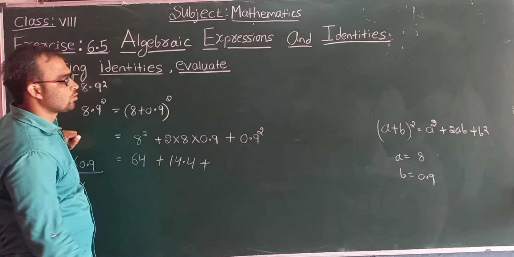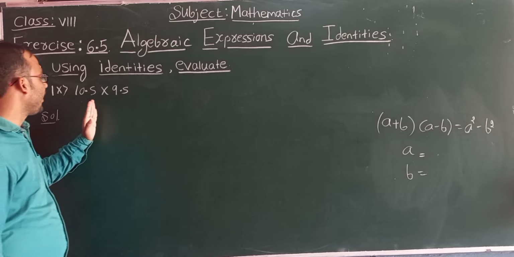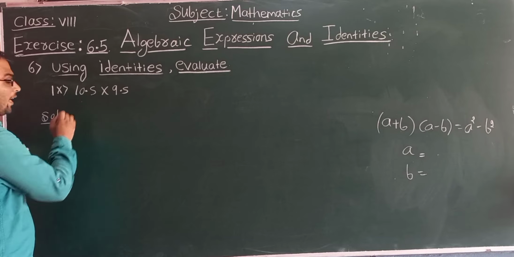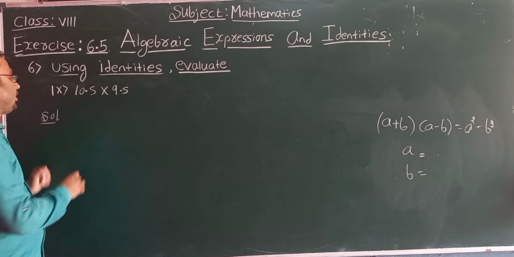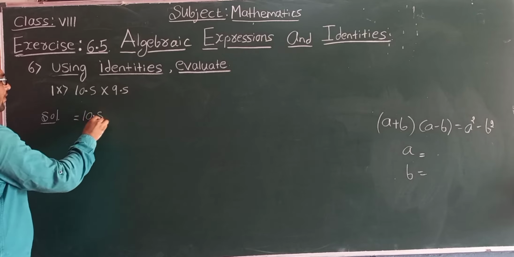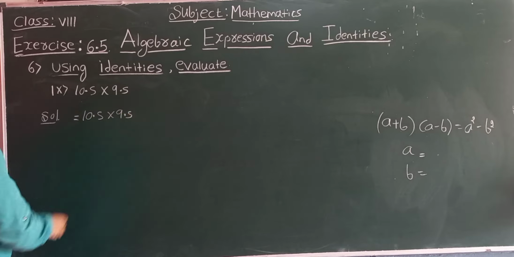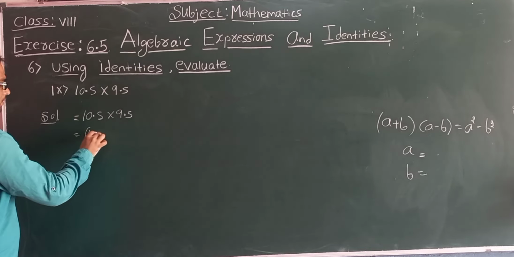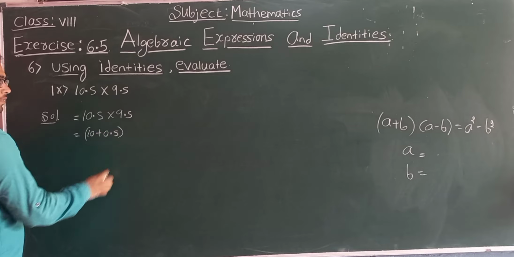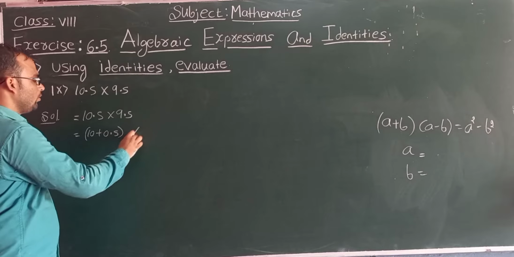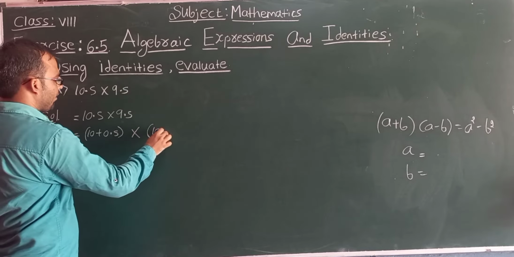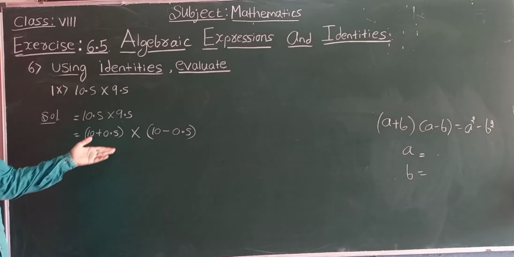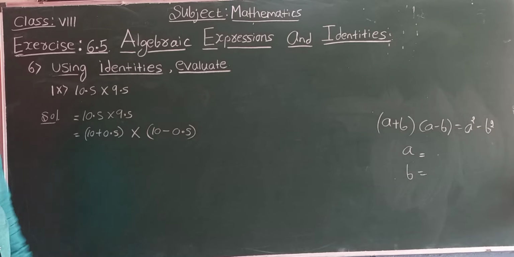Students, now let us solve the 9th question. Here they have given 10.5 into 9.5. Now we have to write this in the form of a plus b into a minus b. We will write it once again: 10.5 into 9.5. This 10.5 can be written as 10 plus 0.5, and this 9.5 can be written as 10 minus 0.5. So 10 plus 0.5 is 10.5 only, and 10 minus 0.5 is 9.5 only.